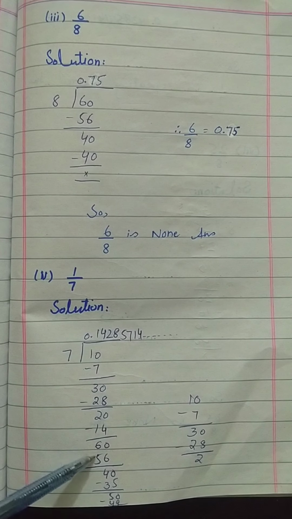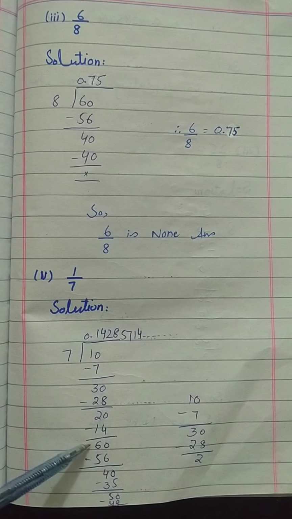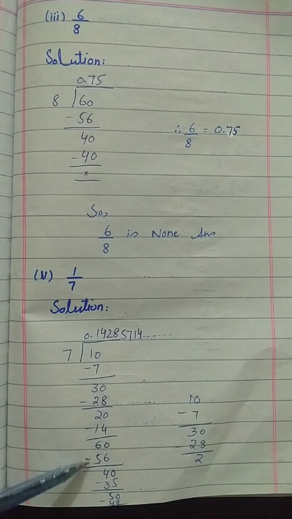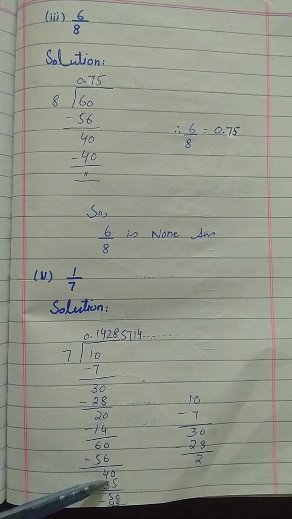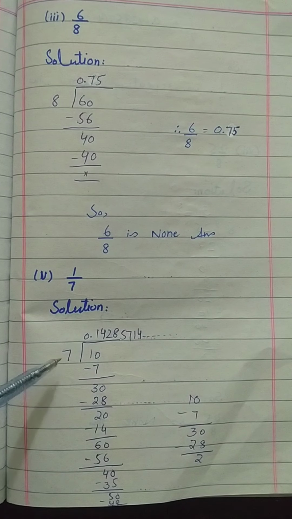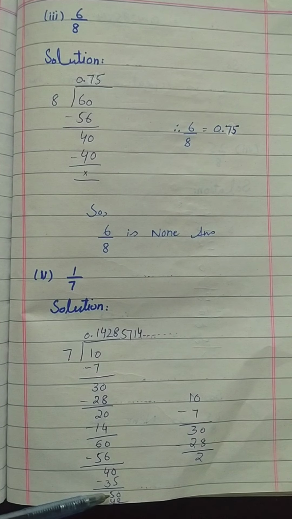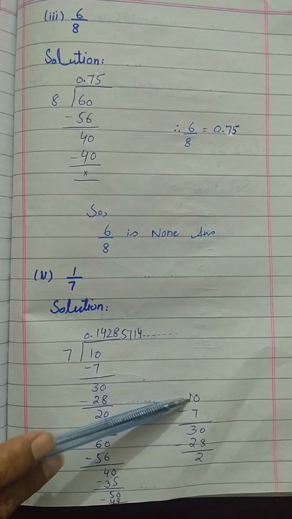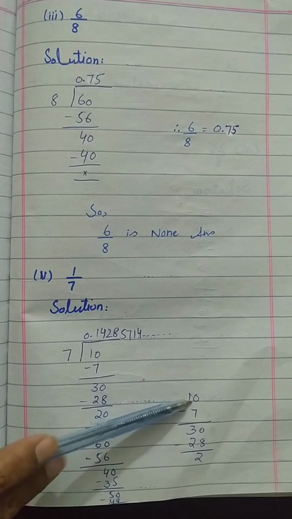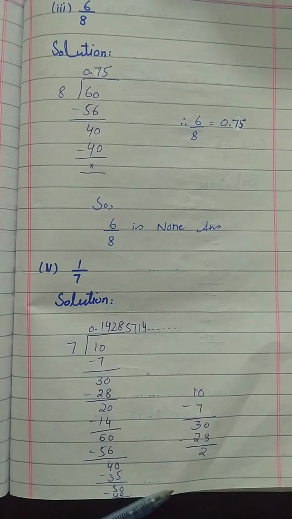Subtract 14 from 20 and get 6. 6 is a lesser amount than 7, so we put another 0. The value becomes 60. So 7 8s are 56. Subtract 56 from 60 and get 4. 4 is a smaller amount than 7, so we put another 0 and the value becomes 40. 7 5s are 35. Subtract 35 from 40 and get 5. 5 is a smaller amount than 7, so we put another 0. 7 7s are 49 and we get 1. 1 is a smaller amount, so we put another 0 and the value becomes 10. So the values are repeating, so this is a repeating decimal.